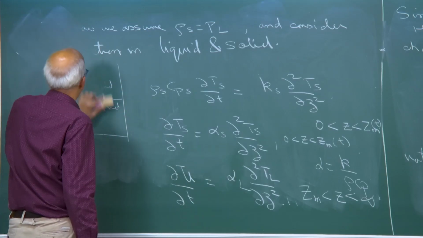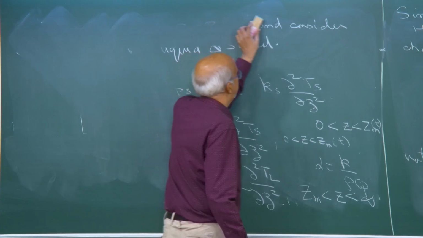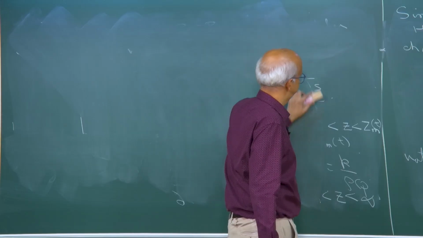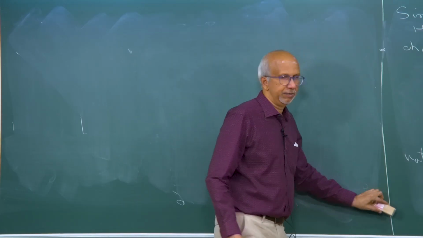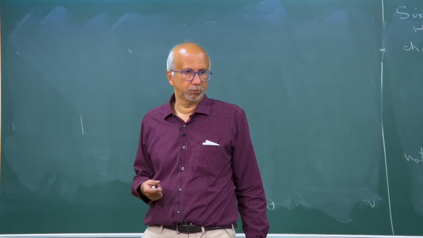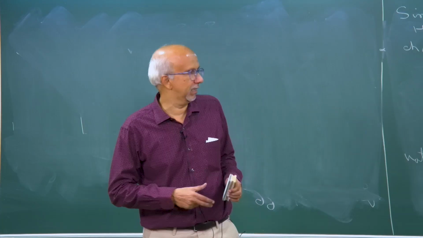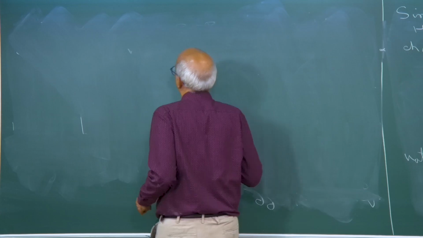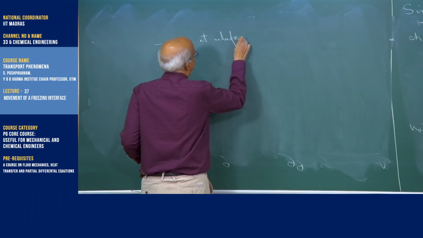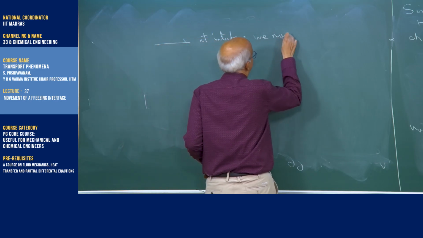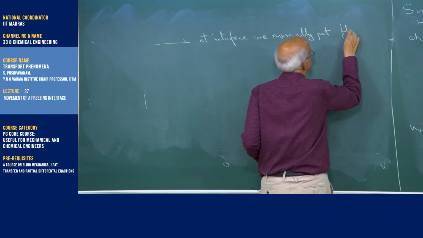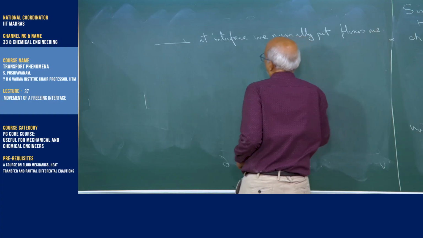So, now let us understand what is going to happen, and remember when there is freezing or any phase change, there is some latent heat which is going to be released or absorbed, okay. So, basically what that means is, normally what you do is at the interface we normally put fluxes are continuous.